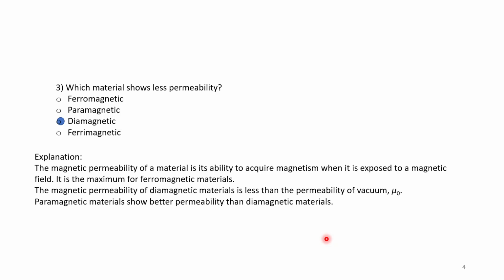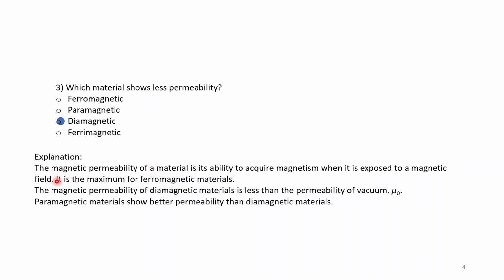Next question is, which material shows less permeability? Your options are ferromagnetic, paramagnetic, diamagnetic or ferrimagnetic. So correct answer will be diamagnetic. Okay, so out of these various materials, you will be seeing that it has less permeability compared to even vacuum.